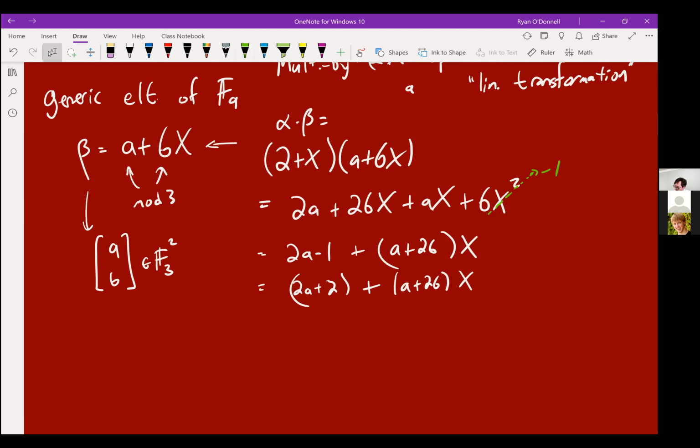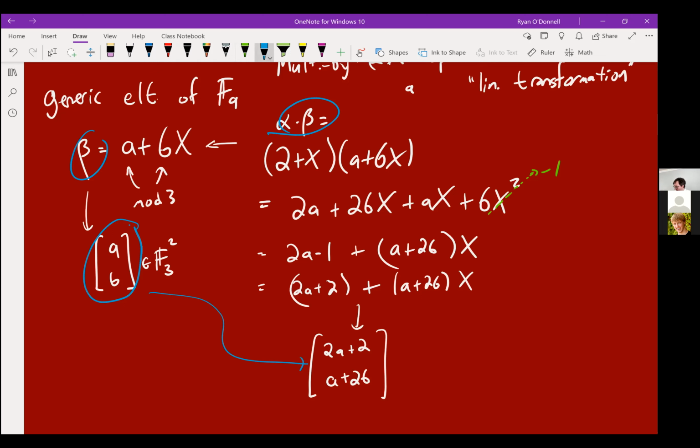So if we think about this as a vector, it's 2a plus 2, a plus 2b. And so the transformation that took a generic element beta to alpha times beta is, in the vector world, it took this vector ab to this vector 2a plus 2, a plus 2b.